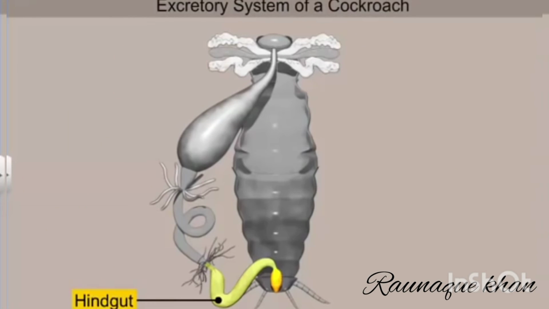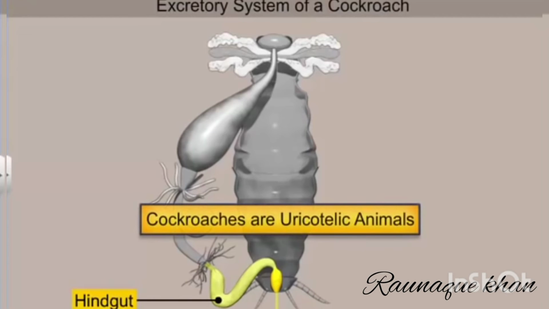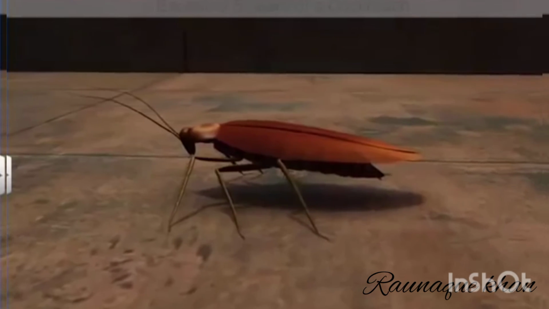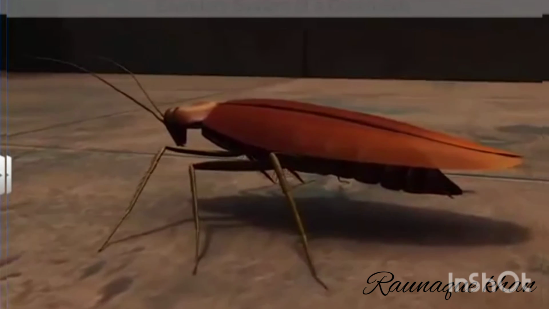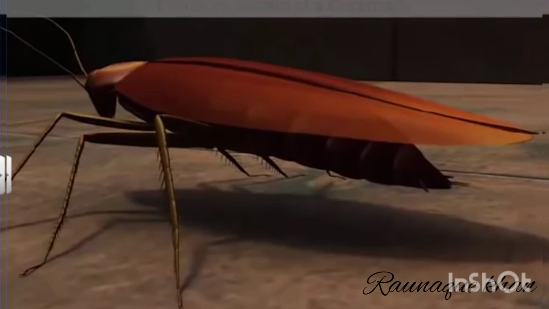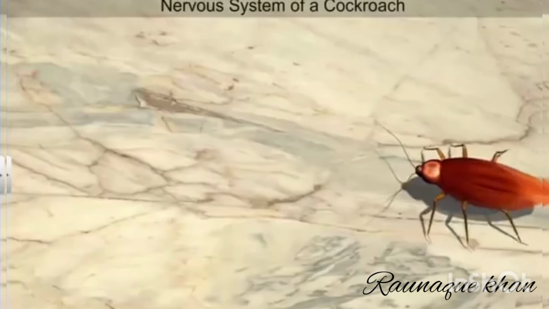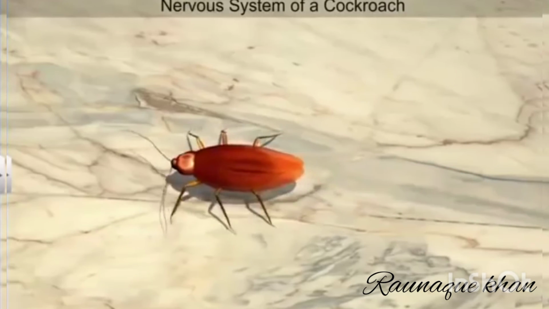As cockroaches excrete uric acid, they are known as uricotelic animals. Apart from Malpighian tubules, the fat body, nephrocytes, and uricose glands also help in excretion. The nervous system is also a part of the anatomical study.